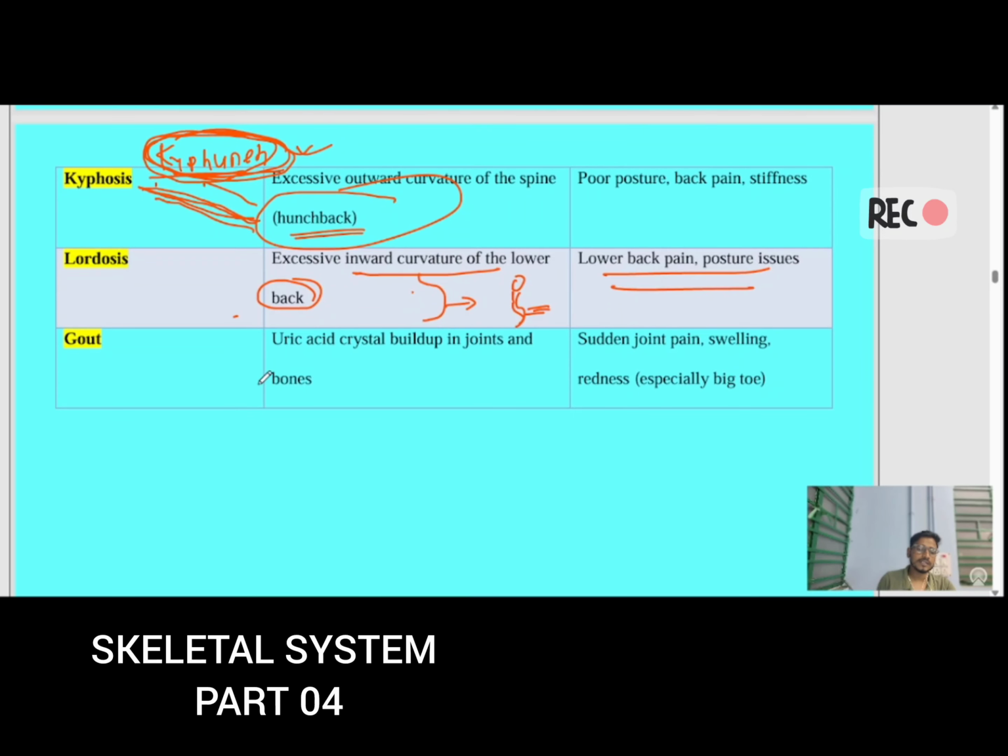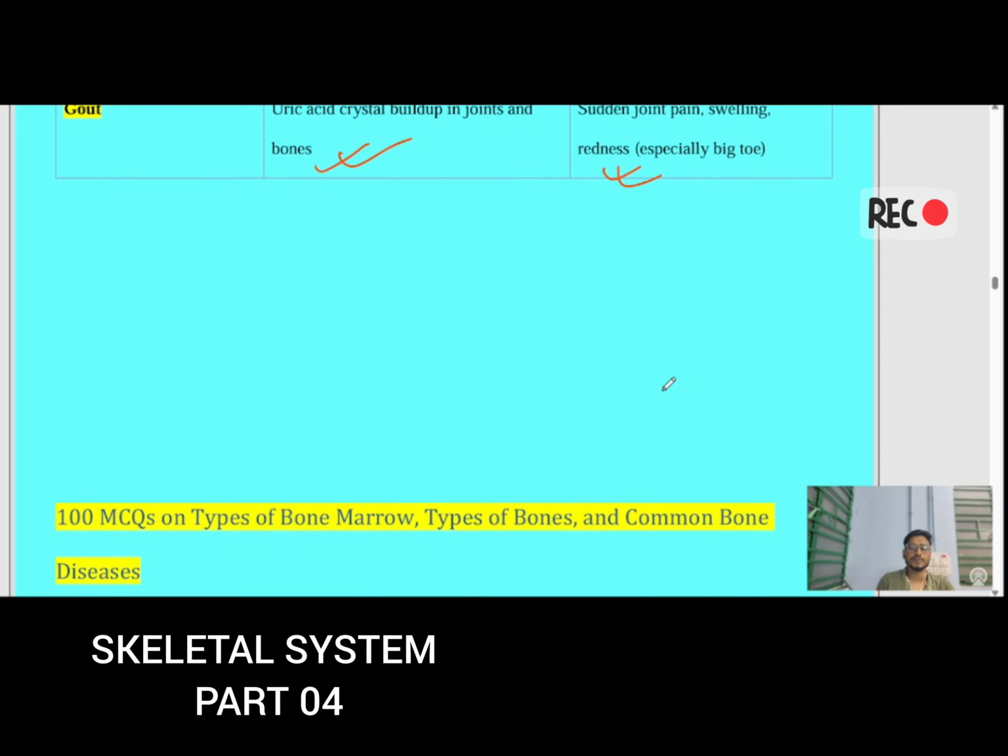Okay, and gout: uric acid crystals building up in the joints and bones, with sudden joint pain, swelling and redness, especially in the big toe.